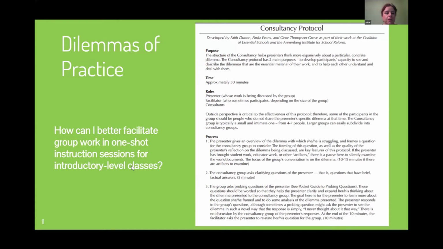Another, Anjali mentioned that people often bring dilemmas to the reflective practice group. So one protocol that we often use is called the consultancy protocol.